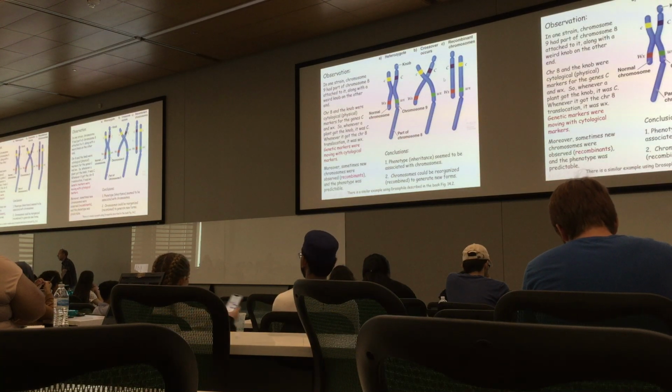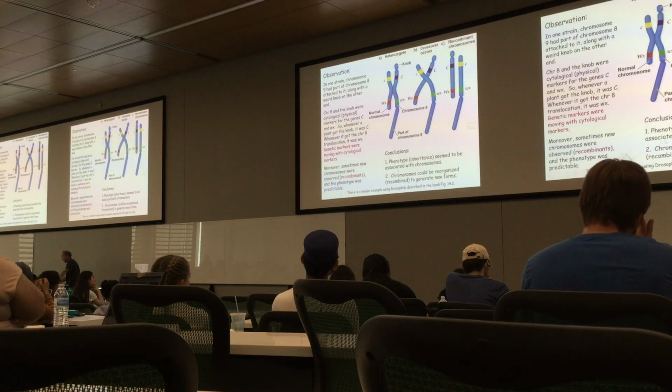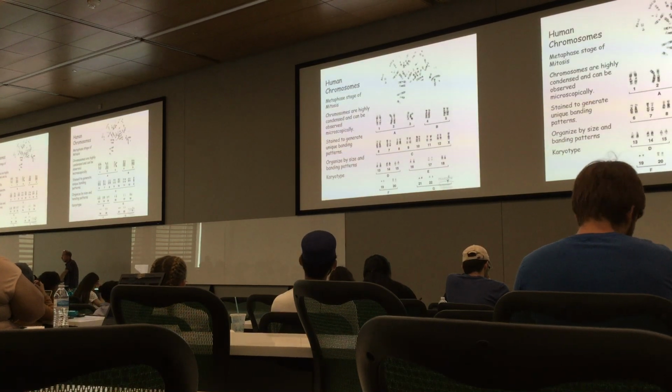Okay, so just a kind of simple early experiment giving us some idea that it's chromosomes that have something to do with inheritance. So that's one conclusion. The other conclusion is evidently these chromosomes can be rearranged or recombined. So great. Okay, we saw this before.